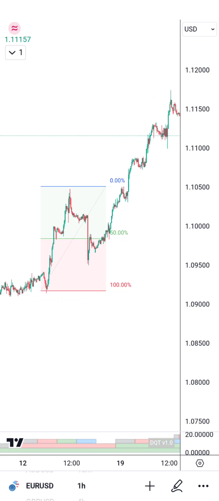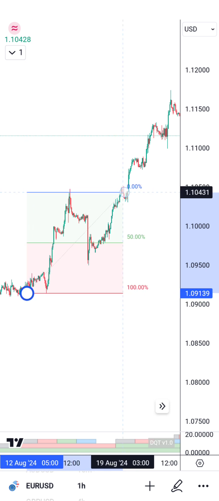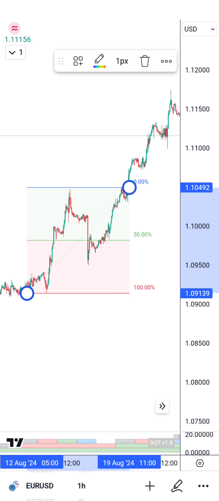Greetings again, traders. I want to show you what are called swing projections and standard deviations in smart money concepts. Okay, swing projections and standard deviation in smart money concepts.